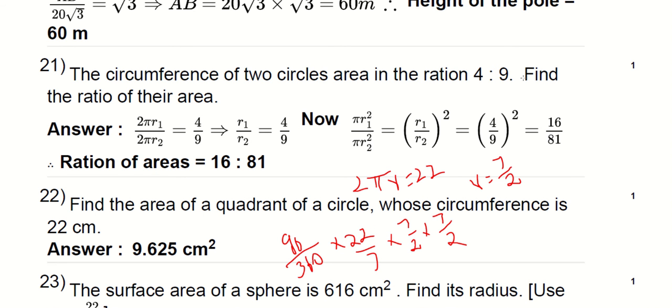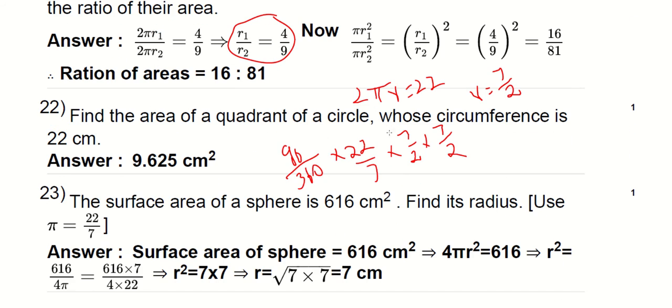The circumferences of two circles are in the ratio 4:9. Find the ratio of their areas. Circumference is 2 pi r, so 2 pi r1 over 2 pi r2, and 2 pi cancels on both sides. So r1 by r2 equals 4 by 9. Area is pi r squared, so pi r1 squared over pi r2 squared, and pi cancels. Since r1 by r2 is 4 by 9, the ratio becomes the square, 16 by 81. That's it.